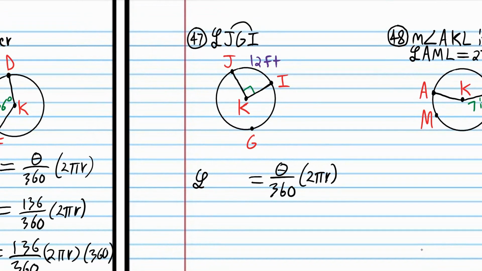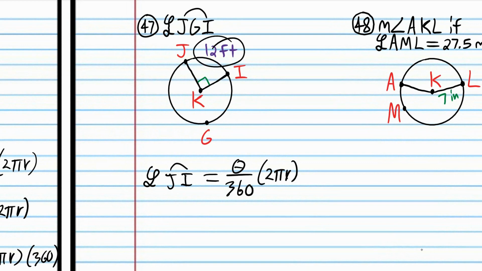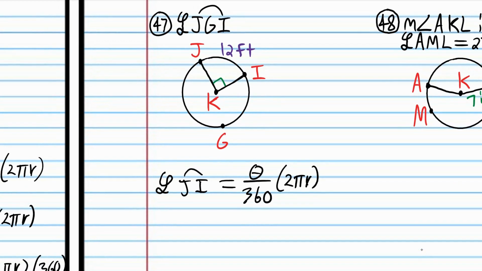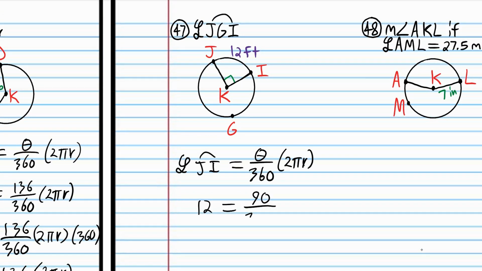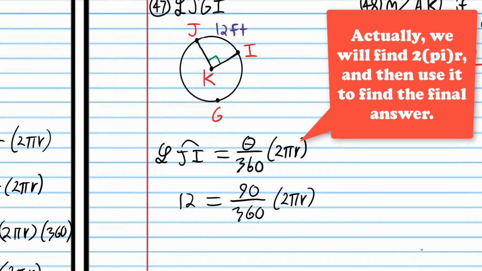We're going to have to find the length of arc JI. We're going to have to do that first, or we're going to have to use that. We're not going to find it, we already have it, but we're going to use it. So the length of arc JI, that is 12, and then we'll plug in 90, because that's the corresponding central angle to that arc. Then we're going to use this information to find R. Once we find R, then we can find this other arc.